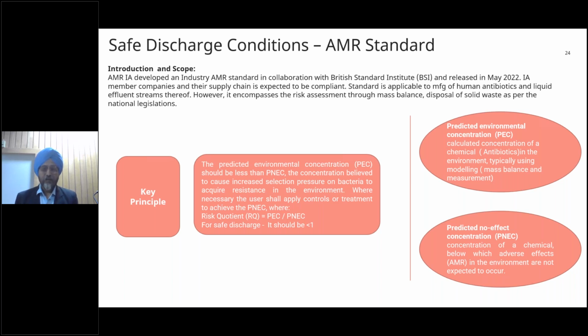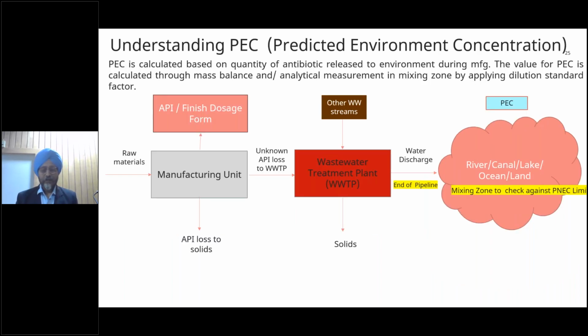Predicted no effect concentration, PNEC, is the concentration of a chemical, here the concentration of antibiotic, below which adverse effects in the environment are not expected to happen. That means it is the safe discharge limit in the case of an antibiotic manufacturing factory or water discharge from a wastewater treatment plant, which will not create a selection pressure so that bacteria go resistant. Okay, so that's a safe limit. I hope I could make clear the difference between PEC and PNEC.